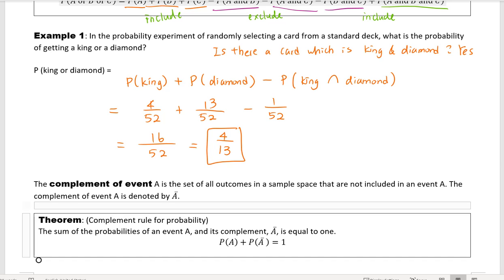Okay, next. The complement of event A is the set of all outcomes in a sample space that are not included in event A. The complement of event A is denoted by A complement. So you can use the bar on it, or you can use A^C to denote complements. But we usually use the A bar.